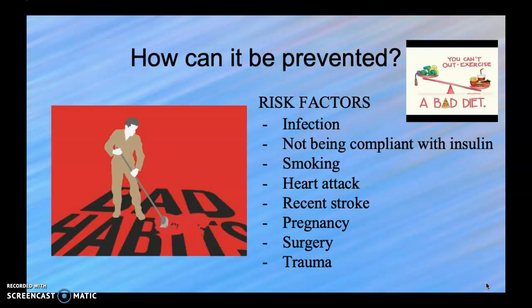How can we prevent DKA from occurring? Well, there are several risk factors to consider, such as infection being the primary risk factor. Examples of this include pneumonia, UTI, sepsis. Other risk factors include not being compliant with insulin for type 1 or type 2 diabetes, smoking, heart attack, recent stroke, pregnancy, surgery, and trauma.